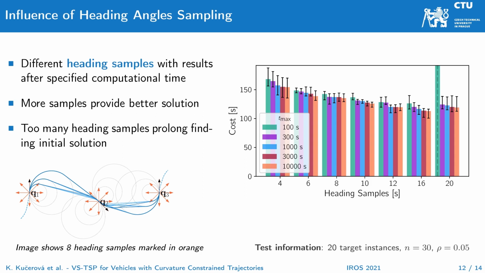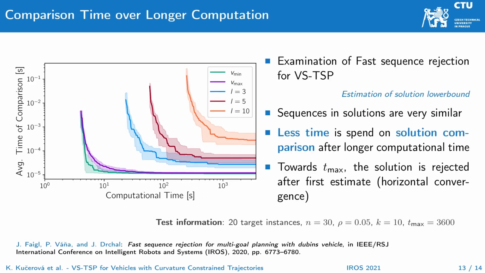The two tests show that the benefits of using a larger number of samples must be taken into account with the downside of longer computational time. Finally, we look at the effect of the fast sequence rejection. The influence of fast sequence rejection has been examined to show how the technique helps to decrease the computational time.